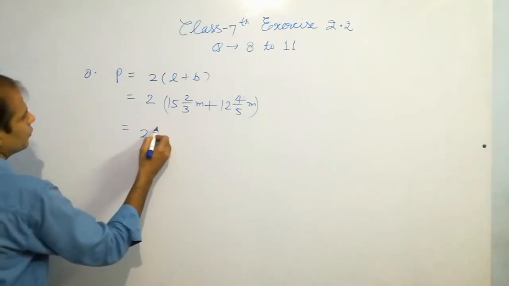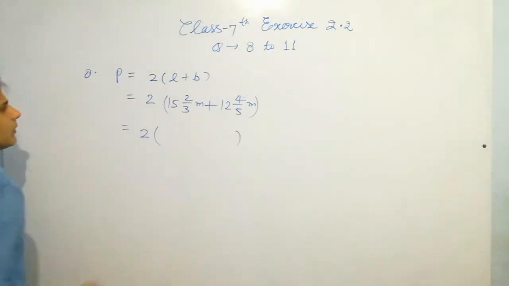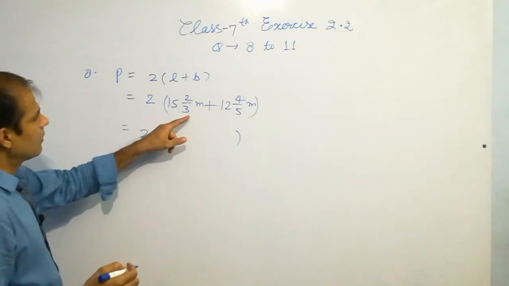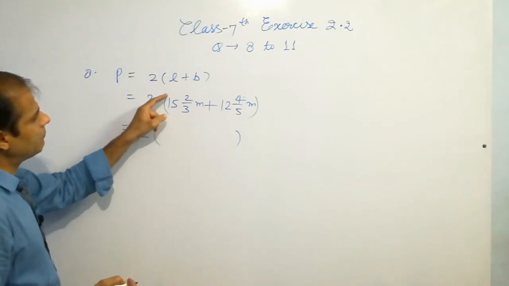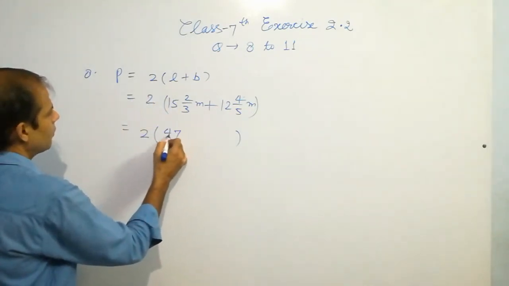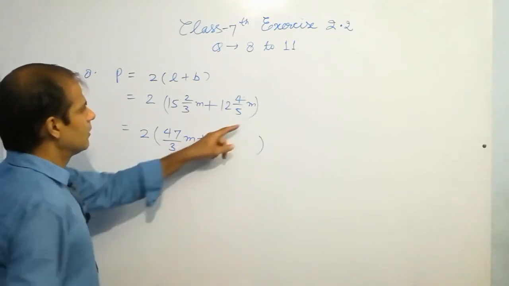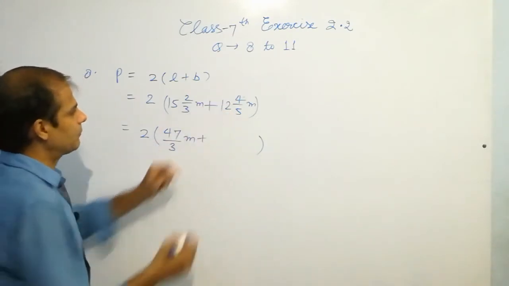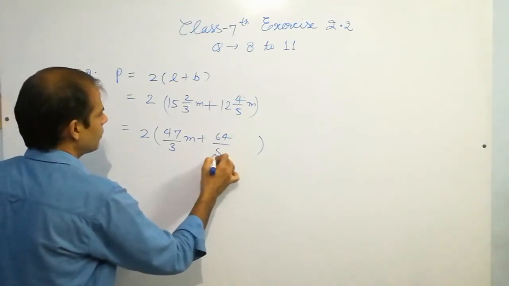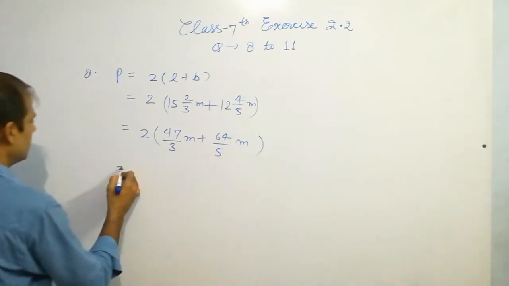So 2. Now convert this into improper fraction. 15 times 3 is 45 plus 2, 47/3 meter plus 12 times 5 is 60 plus 4, 64/5 meter.